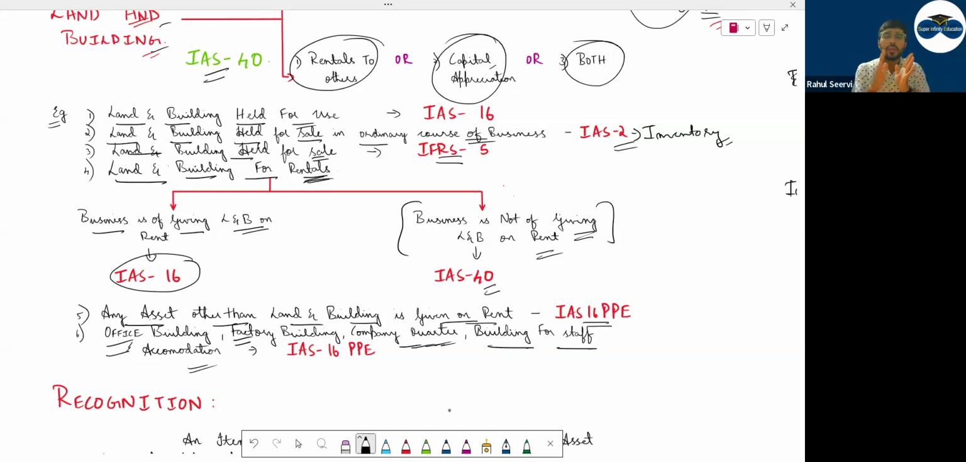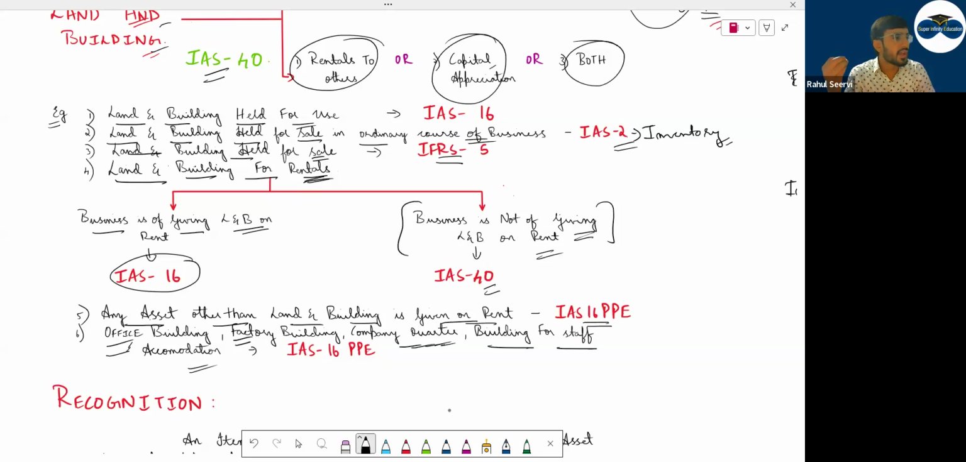I have my company. Beside, within 1 kilometer, I have purchased a building, and I have given this on rent to whom? To my staff. I have given this building to my staff on rent, and they are paying me the market rent only. In the market, the rent is 10,000 rupees. They are paying me 10,000 only. But this is for what purpose? For staff accommodation. Then this will come under what? IAS 16.